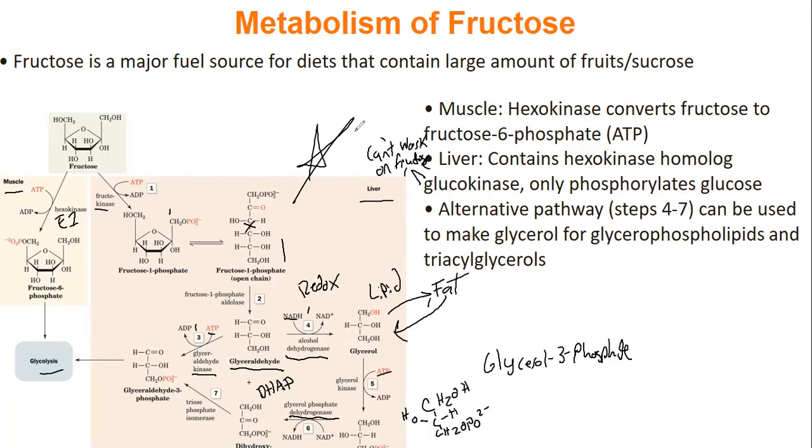All right. So any questions about our fructose metabolism here? So do you want us to memorize each step? So you should be able to tell me fructose metabolism, yes. So for the muscle, it's hexokinase. For the liver, it goes to fructose 1-phosphate to glyceraldehyde plus DHAP. Glyceraldehyde can go through glyceraldehyde 3-phosphate to glycolysis, or it can go through this other pathway.